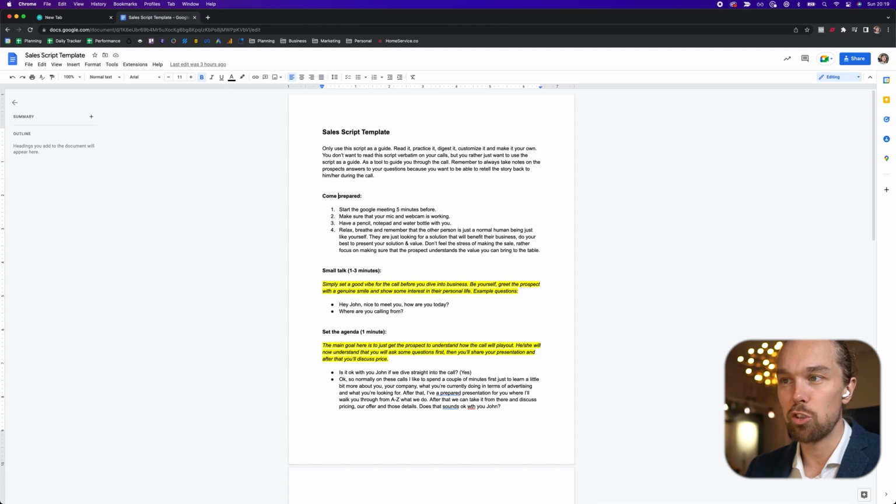And also here's a checklist to come prepared to your actual sales call. So first of all, start the Google Meet or Zoom meeting or whatever you use at least 5 minutes before. So you launch it up, you see that it's working. Also make sure that your mic and your webcam are working.